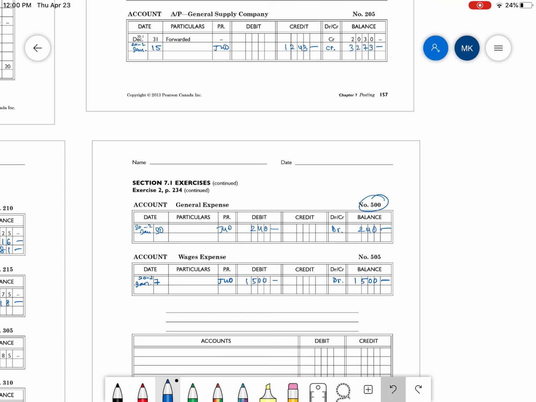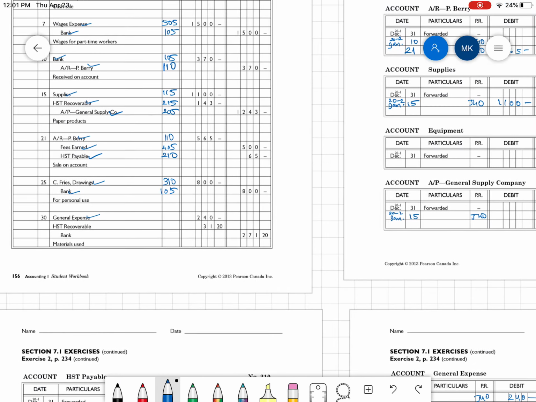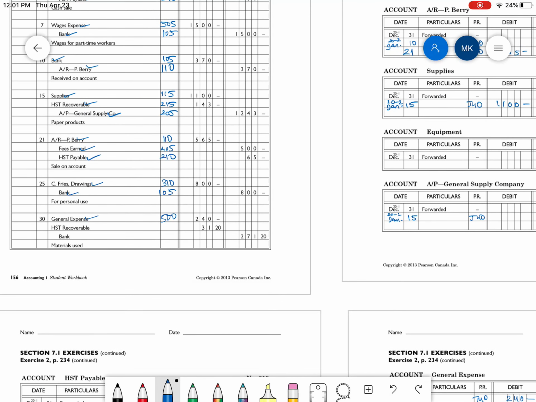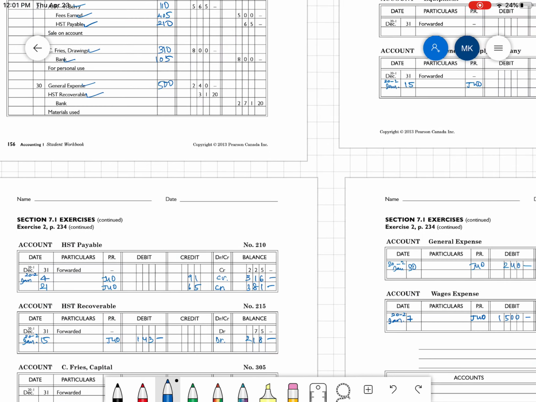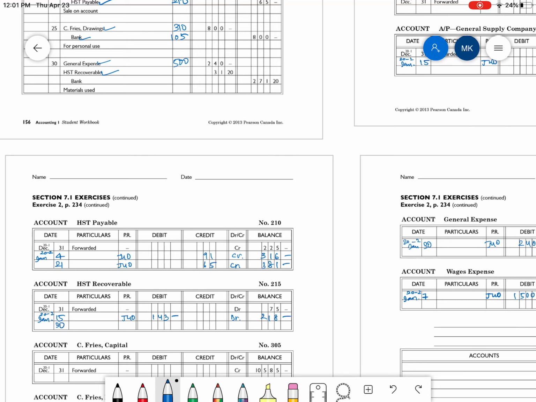Now this is account number 500, so you go back to the journal and you write down 500. Next is HST recoverable, that is also debit 3120. So you go to the HST recoverable account, January 30, it is J40, and it is HST recoverable debit 3120. This is account number 215, so you can write 215 here. Now debit balance, again debit, so total debit of 218 plus 3120, so that comes to 249.20.